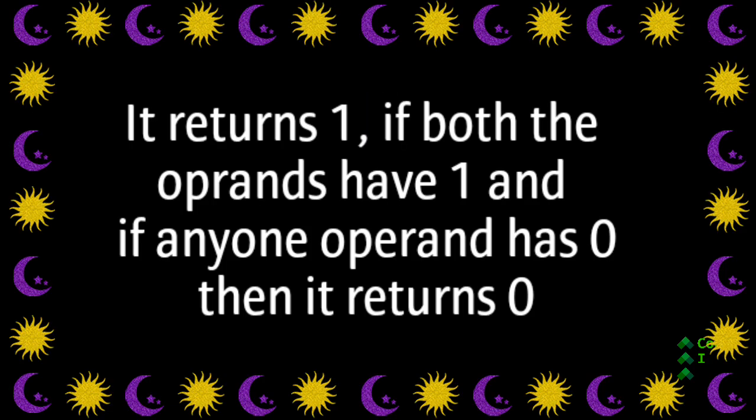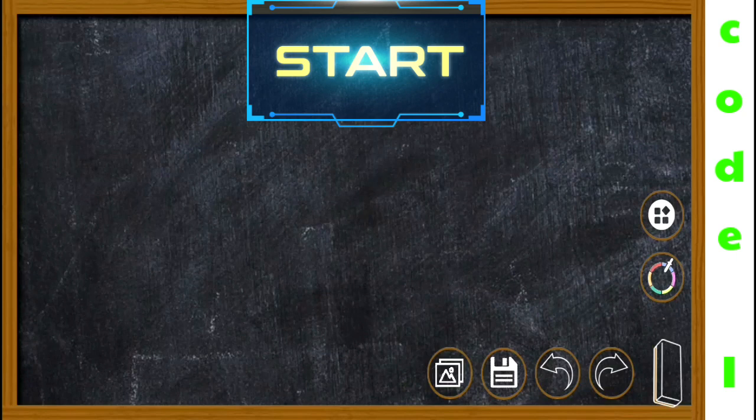What is bitwise AND operator? It returns value 1 if both operands have 1, and it returns 0 if any of the operands has 0. Okay guys, you will understand it better when we actually work out a simple problem. Let's work out and see. This will clear most of your doubts.